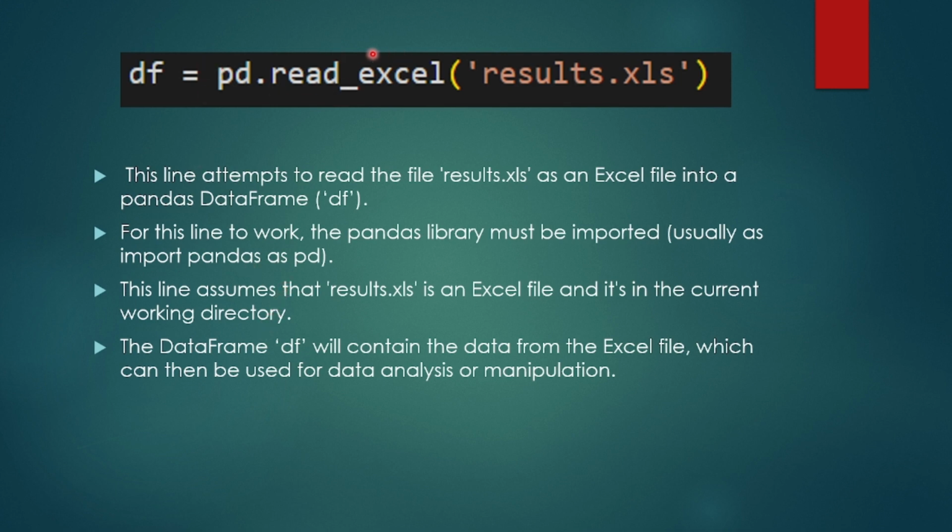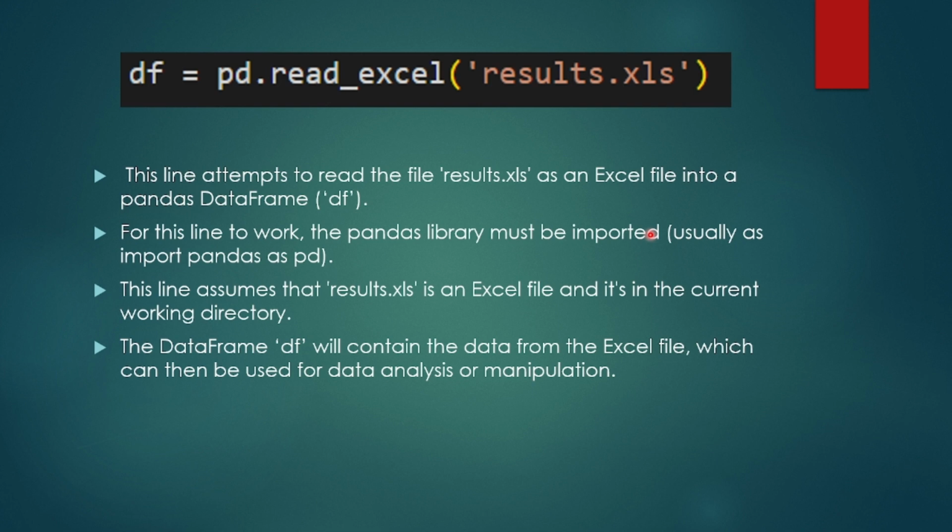This line assumes that this file is an Excel file, so it will show an error if you try to upload something else, and that it is in the current working directory. If the working directory is empty or it doesn't have this file, it will throw an error. So the data frame that you create will contain the data from the Excel file, which can then be used for data analysis and manipulation.